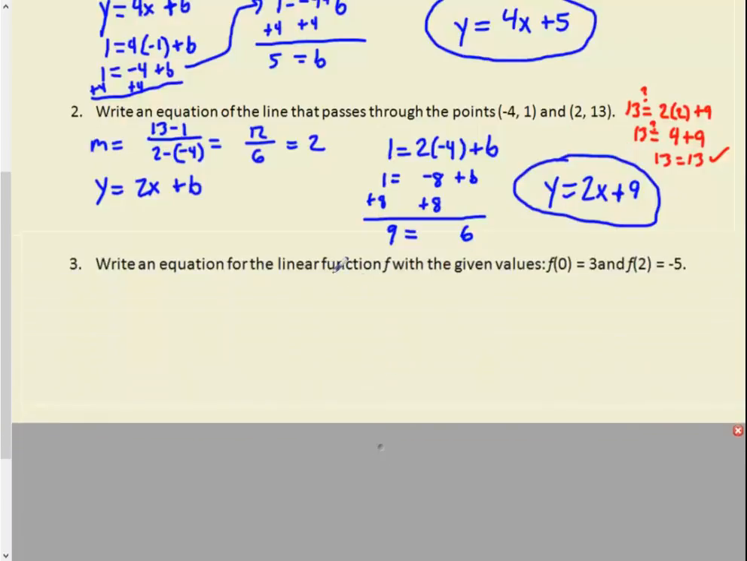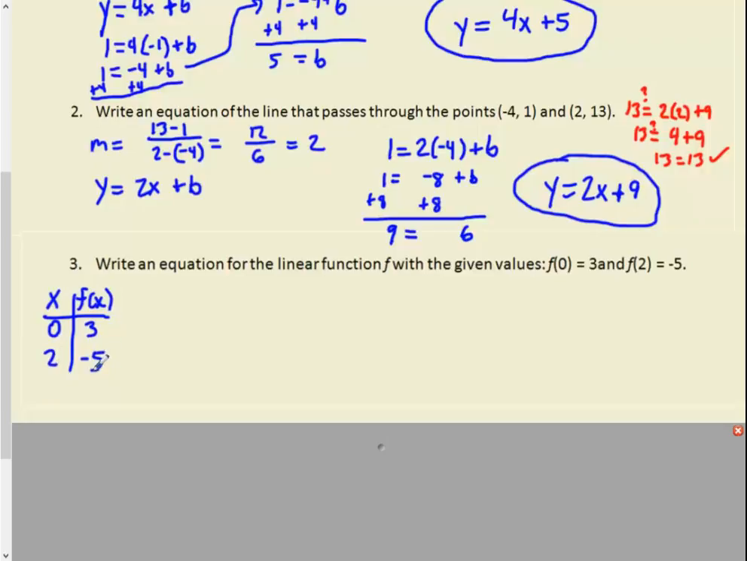Write an equation for the linear function f with the given values. f of 0 equals 3 and f of 2 equals negative 5. And remember that f is essentially the same thing as y here. So if we were to make a table where we have x and then f of x, when x is 0, f of x is 3. An input of 0 gives us an output of 3. An input of 2 gives us an output of negative 5.